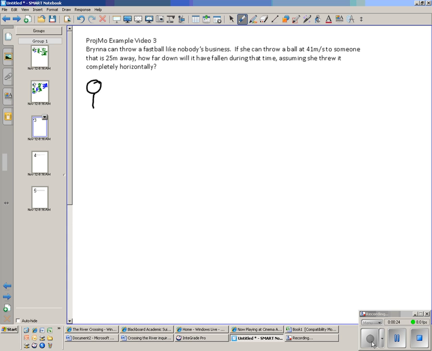So this is Brenna, and she's throwing the ball. It's going like this, but it's also going downwards. And the question is, how far downwards?